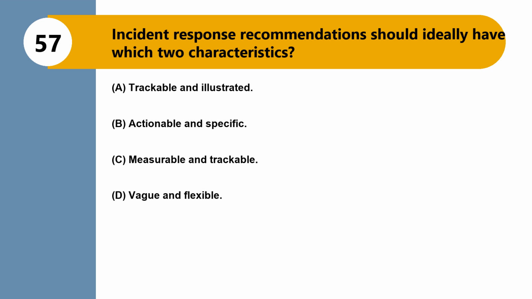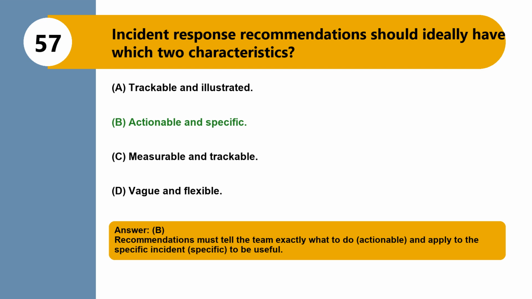Question 57. Incident response recommendations should ideally have which two characteristics? Option A, trackable and illustrated. Option B, actionable and specific. Option C, measurable and trackable. Option D, vague and flexible. The correct answer is option B, actionable and specific. Recommendations must tell the team exactly what to do, actionable, and apply to the specific incident, specific, to be useful.